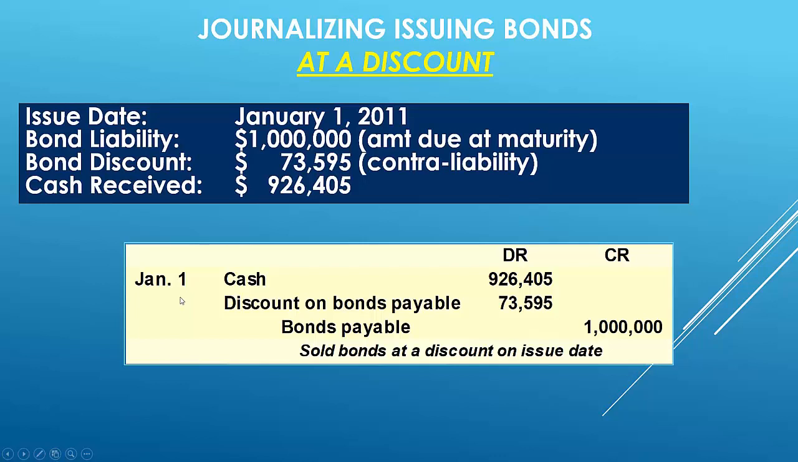And so when I sell that bond, again, I'm not going to get the full million, right? I still have a liability for $1 million. I'm only going to get $926,405 in cash. The rest of it is the discount, and that's how I make that journal entry.